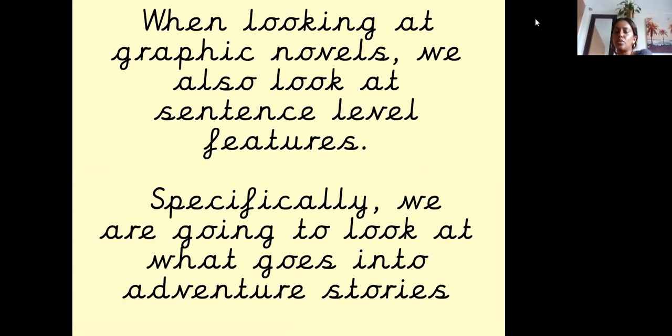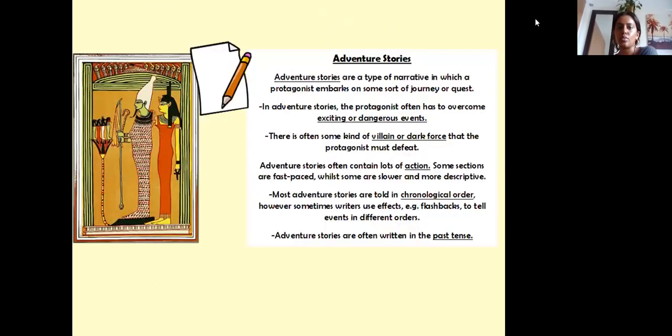When looking at graphic novels, we also look at the sentence level features. Specifically, we are going to look at what goes into adventure stories. Adventure stories are a type of narrative in which a protagonist embarks on some sort of journey or quest. In adventure stories, the protagonist often has to overcome exciting or dangerous events. There is often some kind of villain or dark force that the protagonist must defeat. Adventure stories often contain lots of action. Some sections are fast-paced while some are slower and more descriptive.